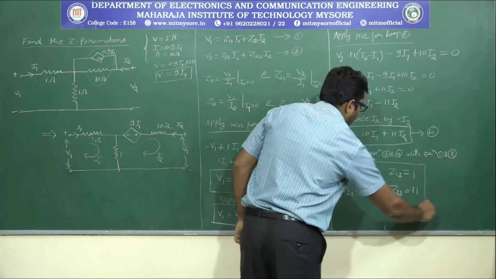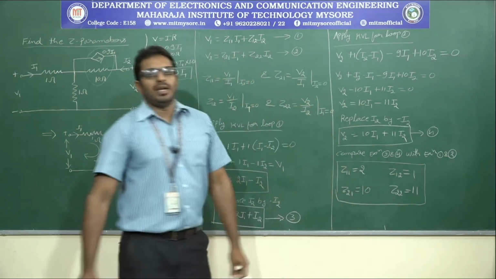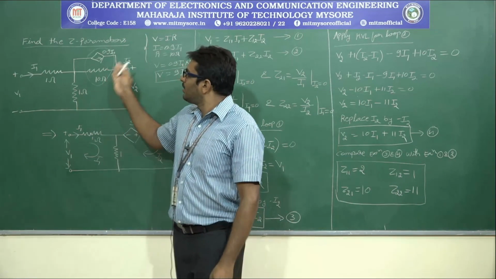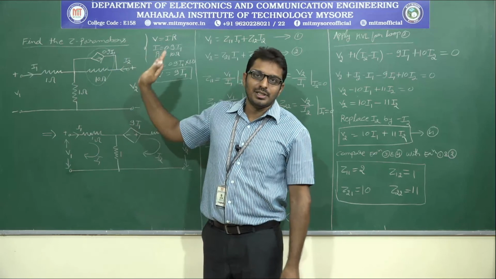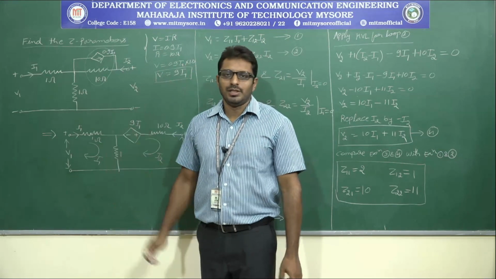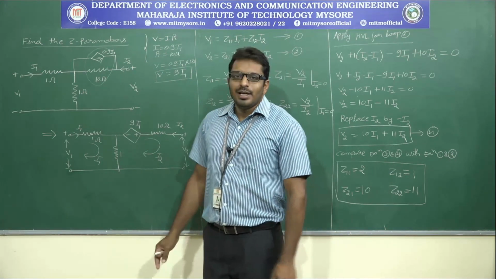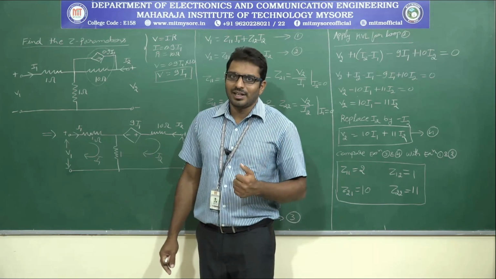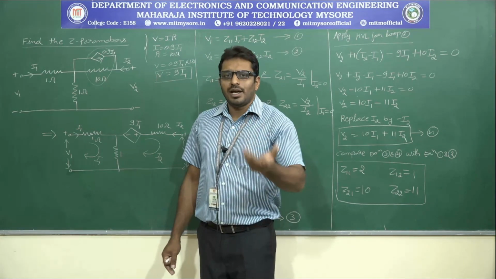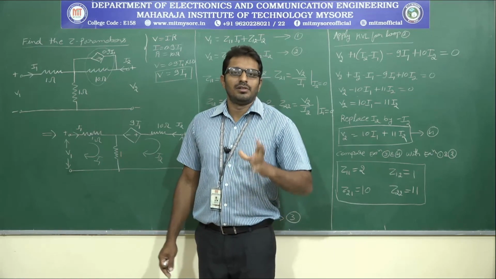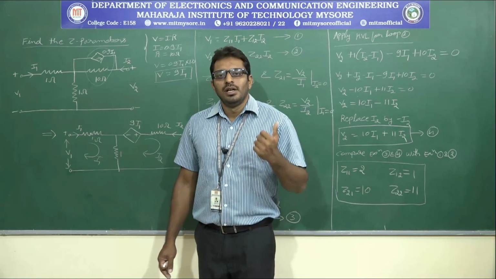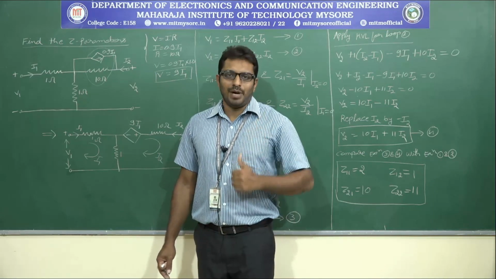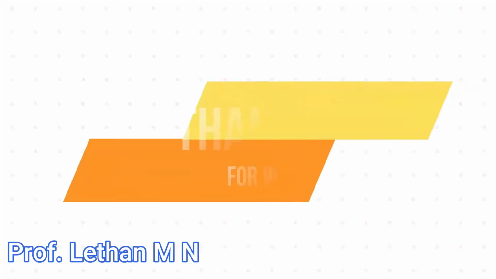This is how we can obtain the Z parameters for the given circuit, which consists of a dependent current source. If the question is about Y parameters, you can directly use the interrelationship, or else you can go with short circuit analysis in order to find the short circuit admittance parameters. Thank you.